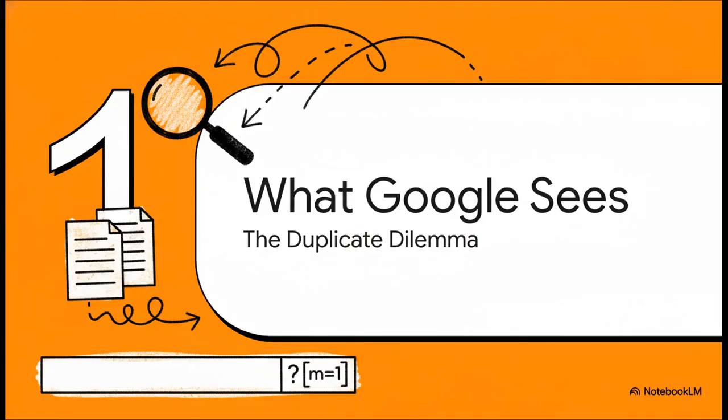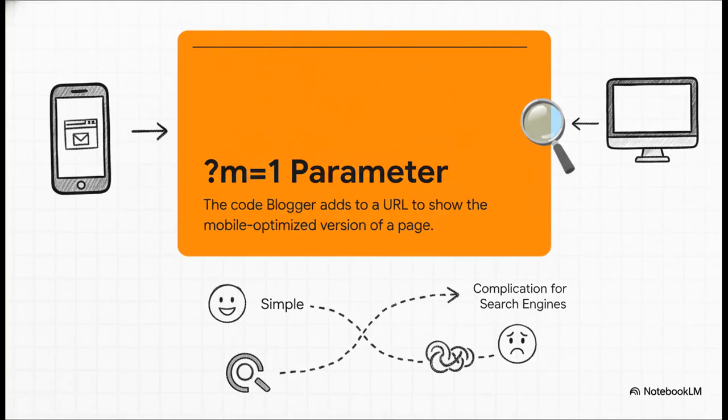So to solve this mystery, we first need to put on our Google goggles and see the problem from the search engine's point of view. And really, it all boils down to one simple but really important concept: duplicate content. So what is this m=1 thing anyway? Well, it's not a bug or anything scary, it's a feature. It's just Blogger's way of signaling, hey, show the mobile-friendly version of this page. It's supposed to be helpful, but unfortunately, it creates a huge headache for search engines.